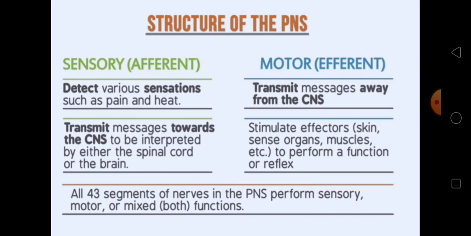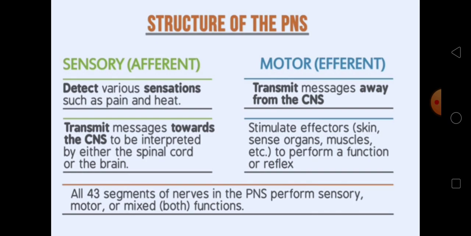So what about the sensory, the afferent? It detects various sensations such as pain and heat and transmits a message toward the CNS to be interpreted by either the spinal cord or the brain. And what about the motor, the efferent? It transmits the message away from the CNS and stimulates effectors, meaning skin, sense organs, muscles, etc., to perform a function or a reflex.